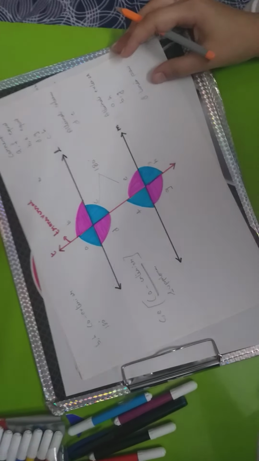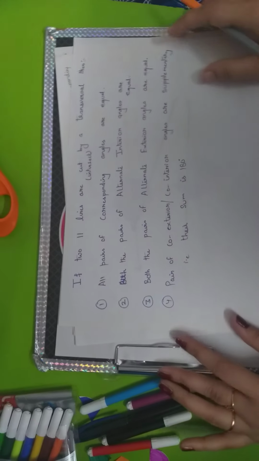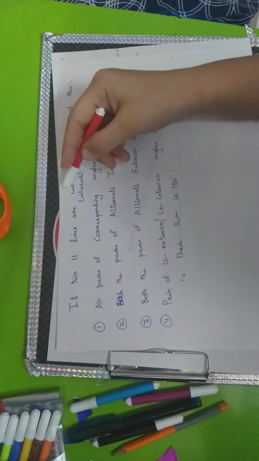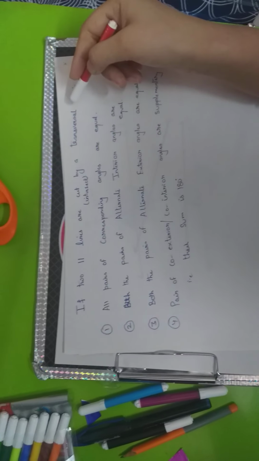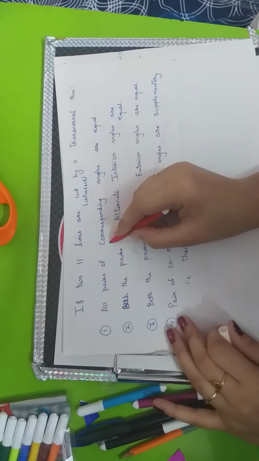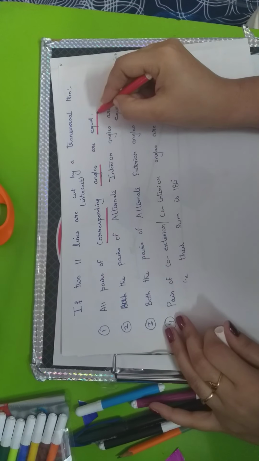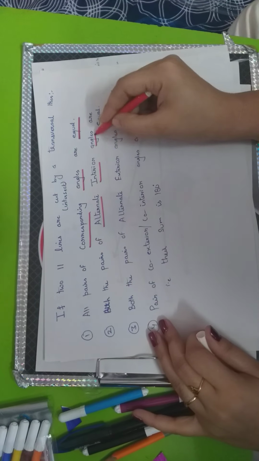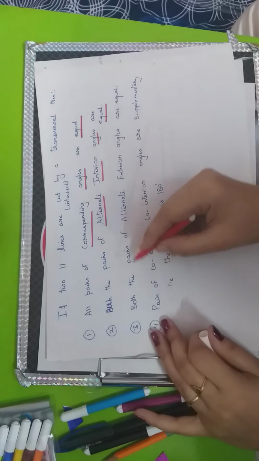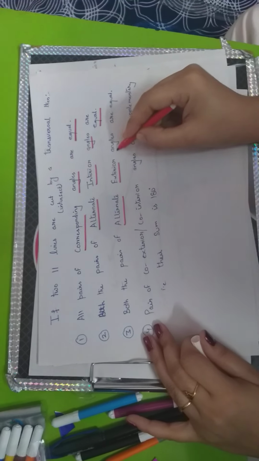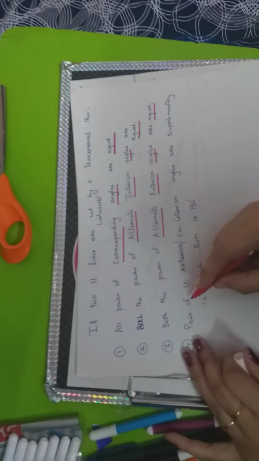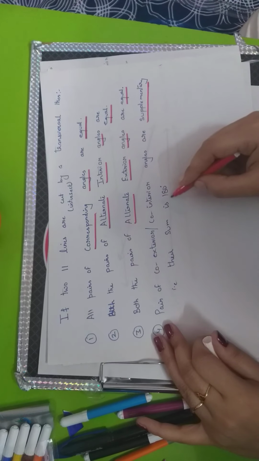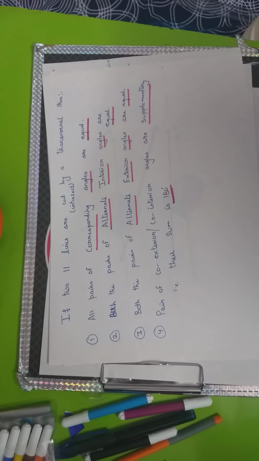Now by this we come to the conclusion that if two parallel lines are cut or intersected by a transversal, then all pairs of corresponding angles are equal. Both pairs of alternate interior angles are equal. Both pairs of alternate exterior angles are equal. Pairs of co-exterior or co-interior angles are supplementary, that is, their sum is 180 degrees.